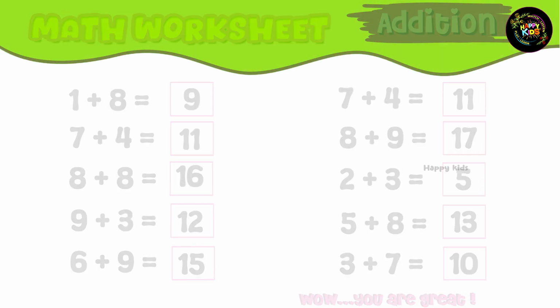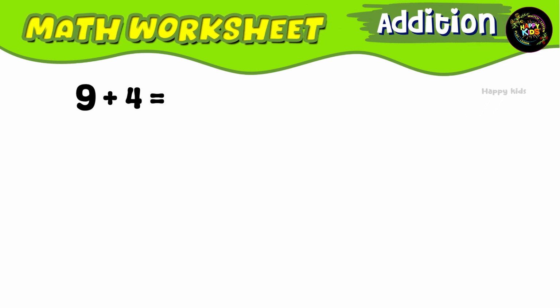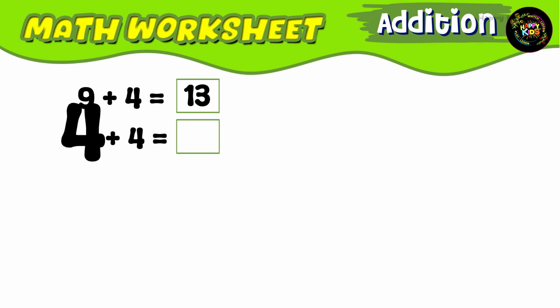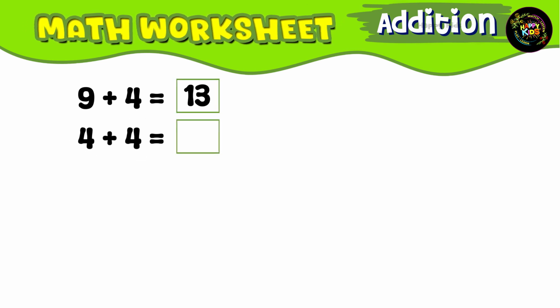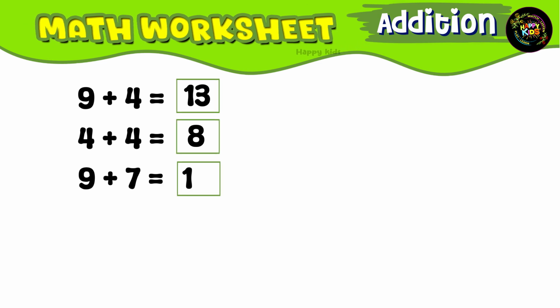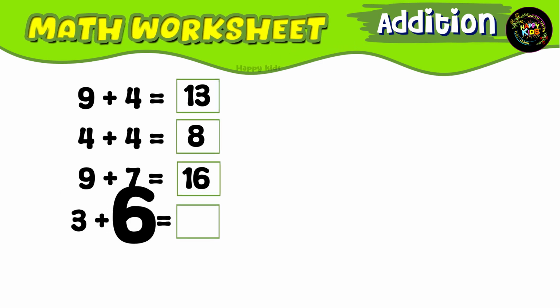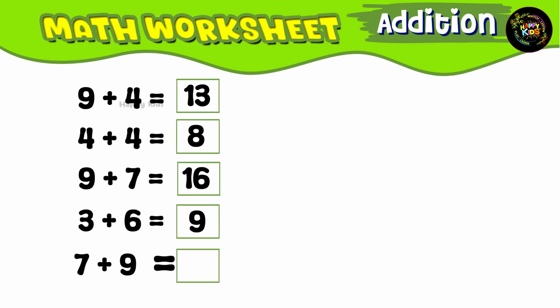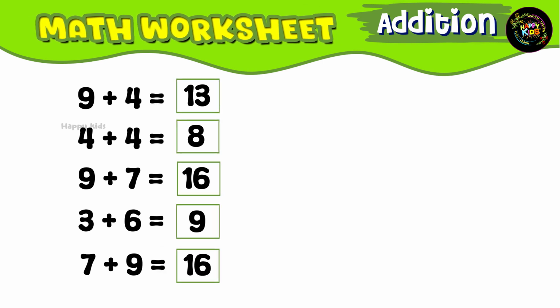Math worksheet. Edison. 9 plus 4 is equal to 13. 4 plus 4 is equal to 8. 9 plus 7 is equal to 16. 3 plus 6 is equal to 9. 7 plus 9 is equal to 16.